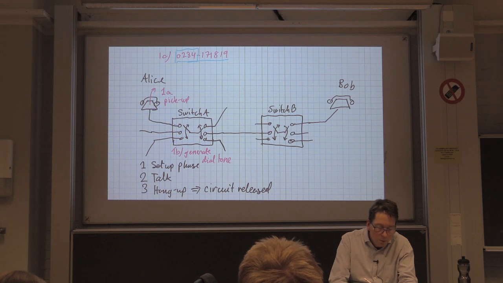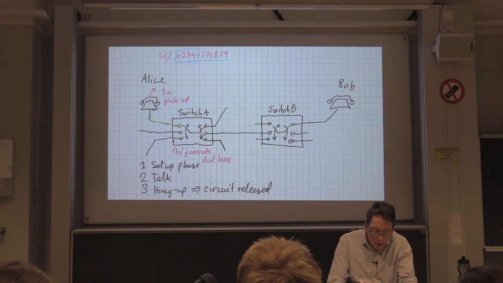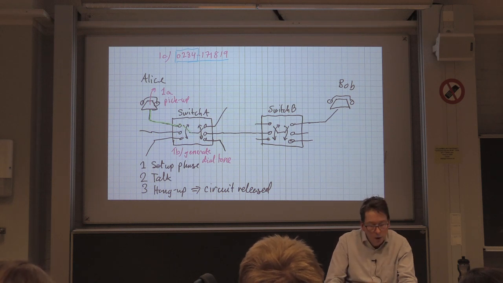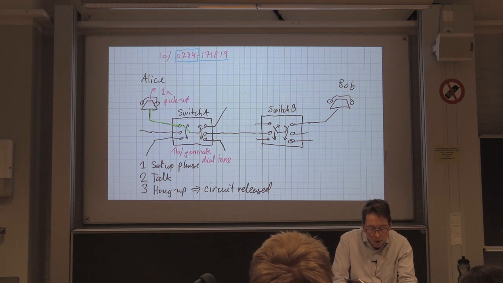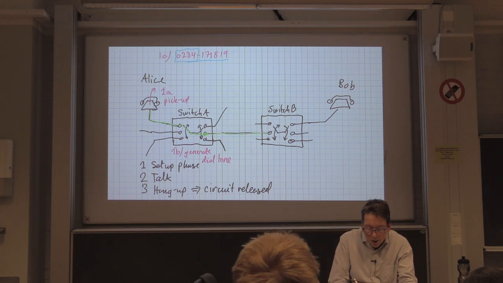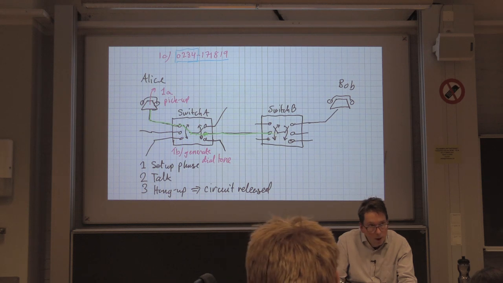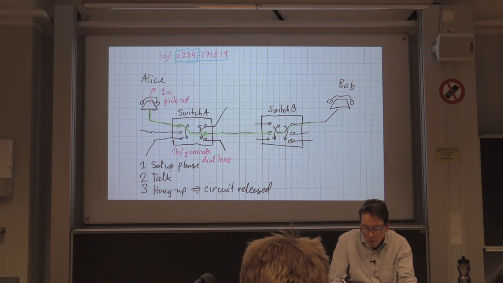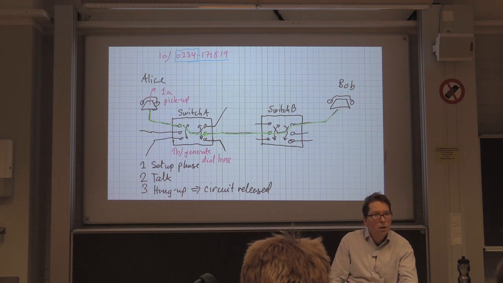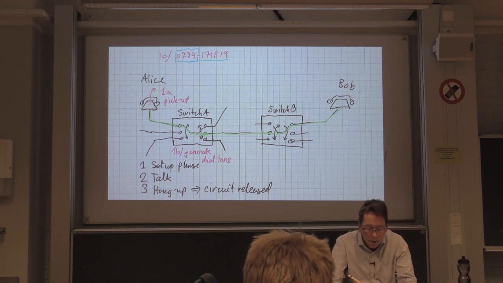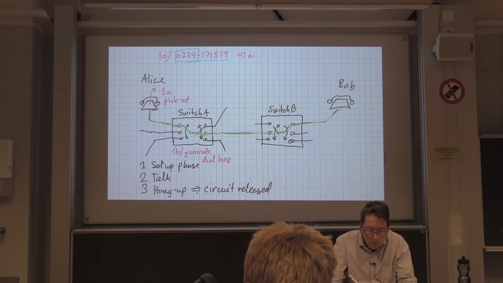Okay. But anyways, by dialing here, the network is then positioning this moving part to connect the incoming call from Alice to an output port to the next switch that looks at this address and then places the moving parts to connect to Bob. Okay. So the network sets up the circuit.